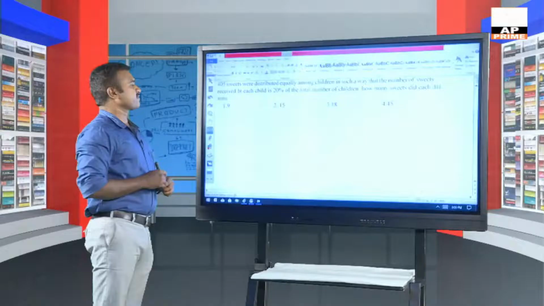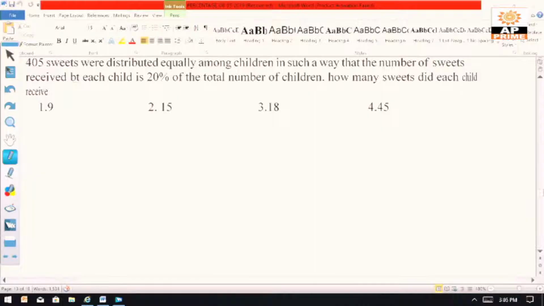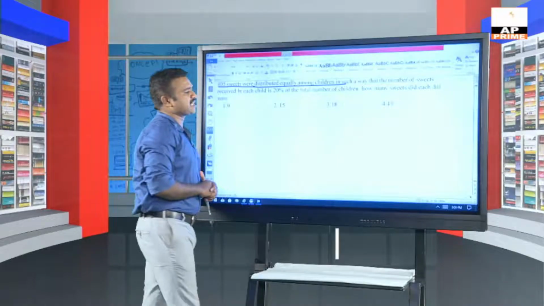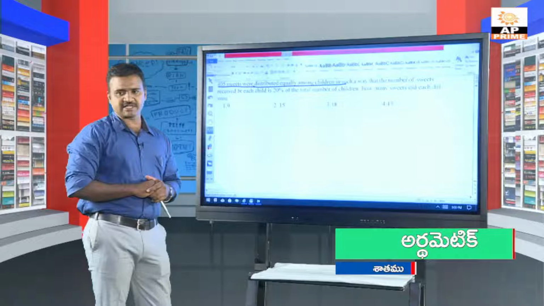405 sweets were distributed equally among children in such a way that the number of sweets received by each child is 20% of the total number of children. How many sweets did each child receive? వారి దగ్గర 405 sweets ఉన్నాయంట, అవి distributed equally among children. Children ఎంతమంది ఉన్నారో వాళ్ళకి సమానంగా పంచారు, కానీ children ఎంతమంది ఉన్నారో చెప్పట్లా.